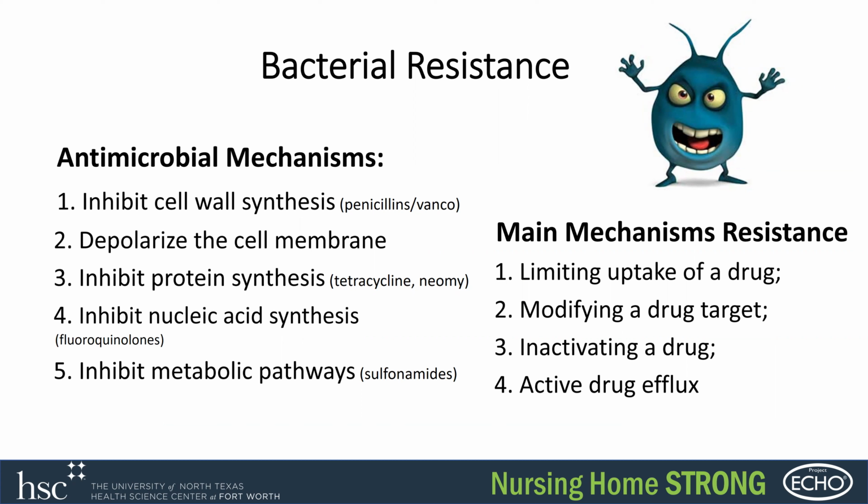We will try to inhibit the cell wall synthesis. If you remember your biology, drugs like penicillin. Depolarized cell membranes is another area. You have to have nutrients that come in and out of a cell, and that's inhibited. You can inhibit protein synthesis, inhibit nucleic acid synthesis. This is being able to create RNA and DNA.